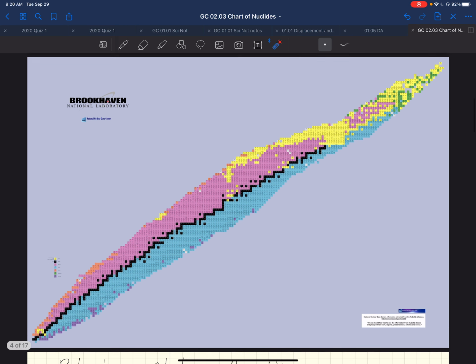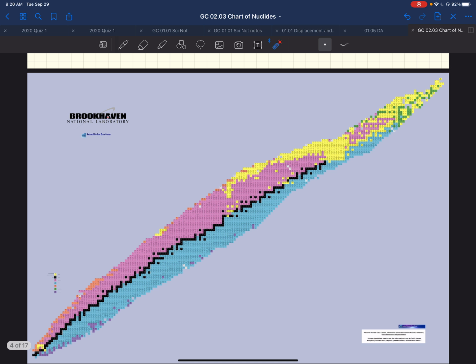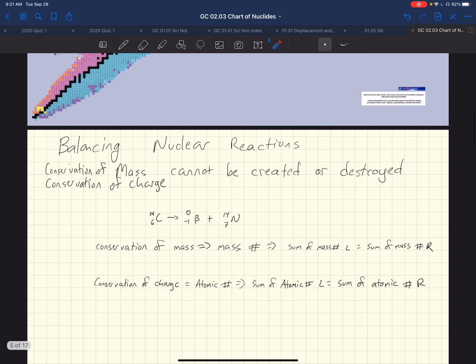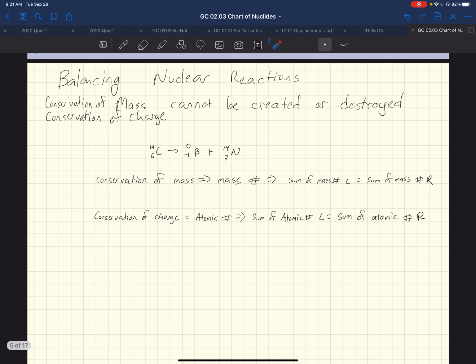And so what you can do is take all of the possible isotopes and graph them. Some of them are going to be stable, and that is these black ones right here. Those isotopes are stable. All of the other isotopes are not stable. And when they're not stable, they tend to fall apart, and we get nuclear decay. We're going to talk more about that in a minute. But before we do that, we need to talk about balancing nuclear reactions.